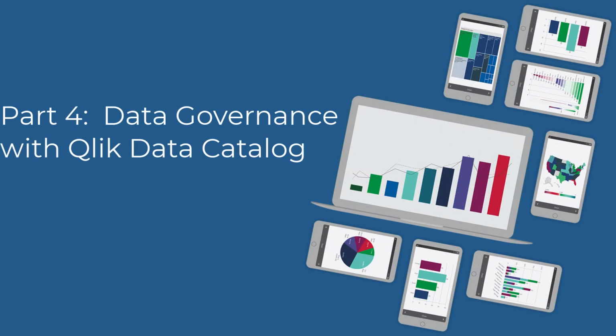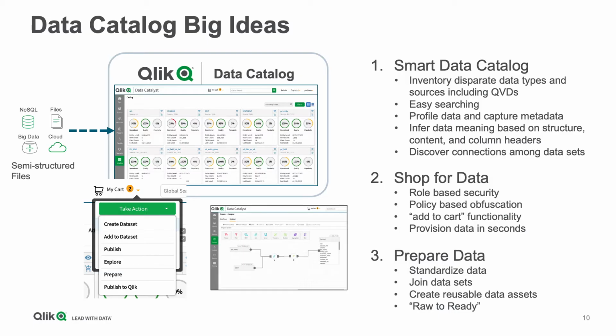So let's get into the heart of our governance story with the Qlik Data Catalog. Let's discuss what Qlik Data Catalog brings to the table. It really falls into several different buckets. A smart data catalog inventories all of the information inside of a Snowflake system or in concert with other systems. It allows you to search and profile, it captures the metadata, and it understands the lineage and relationship of how the data got to where it is. It allows you to discover connections among data sets. That information can also be tagged, for example as PII, and then it will be obfuscated based on the rule that is applied.